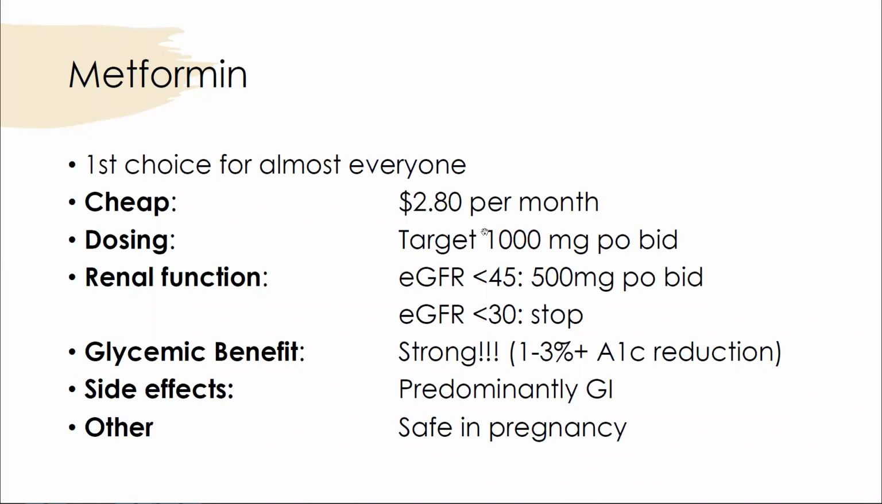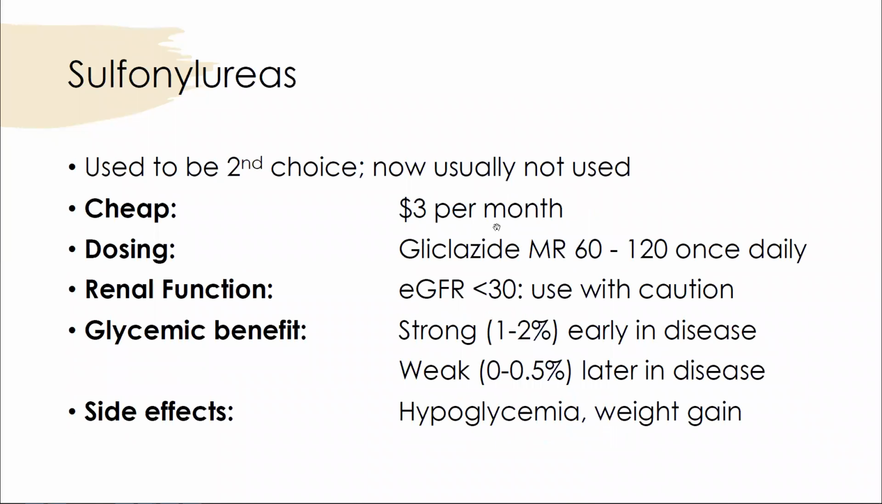Second medication, the sulfonylureas, used to be our second choice medication. Now we don't use it very much at all. And one of the reasons is because we've got so many newer things that don't have the same risks as sulfonylureas. But people are comfortable with them, so we use them. We sometimes still default to them as our second choice. They're very cheap, same thing, $3 a month or so. And so if cost is a consideration, this is a good medication to choose as well.